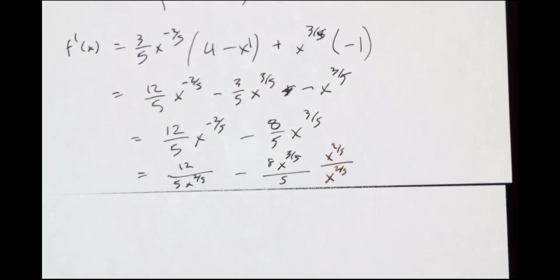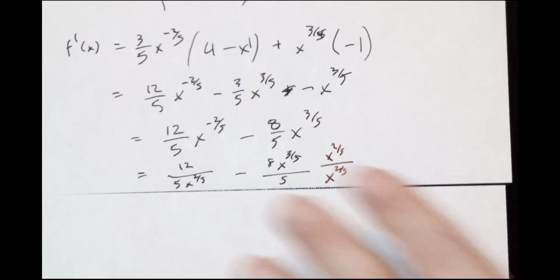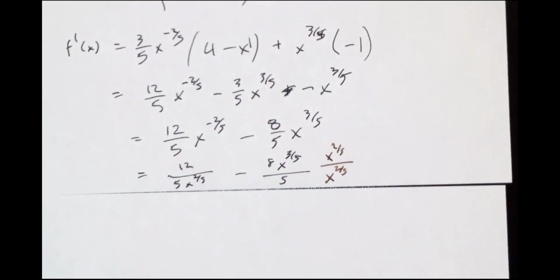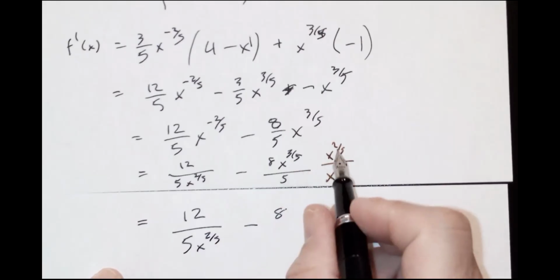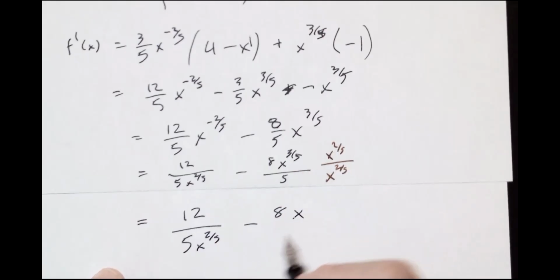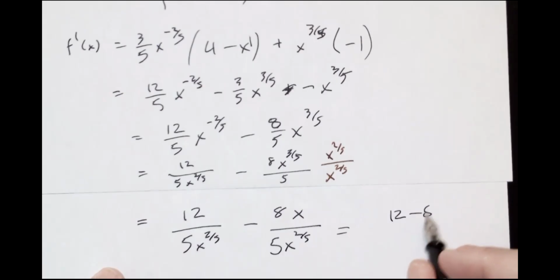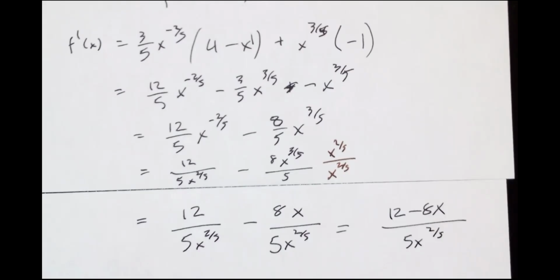What happens in the numerator of that fraction when I multiply those together? Exactly. Because it'll be x to the 3/5 plus 2/5, that's x to the first. Which means I get 12 minus 8x over 5x to the 2/5. That's my derivative.